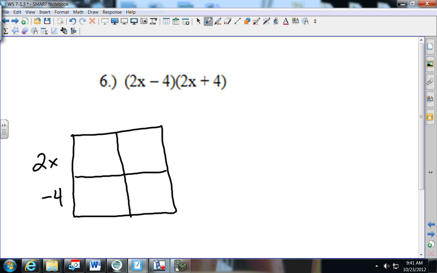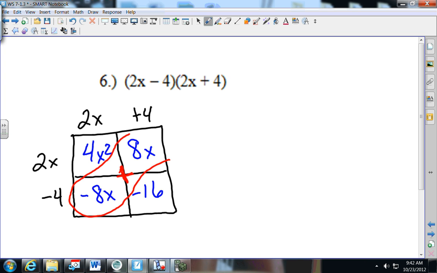2x minus 4, and 2x plus 4. There we go. That's why we do the calculator check, make sure we don't mess up. 4x squared. Now this box up here is 2x times 4x, which is 8x. Negative 4 times 2x, negative 8x. Negative 4 times 4, negative 16. What happens to your x's right here when you add them together? They cancel out. 4x squared minus 16 is your answer.